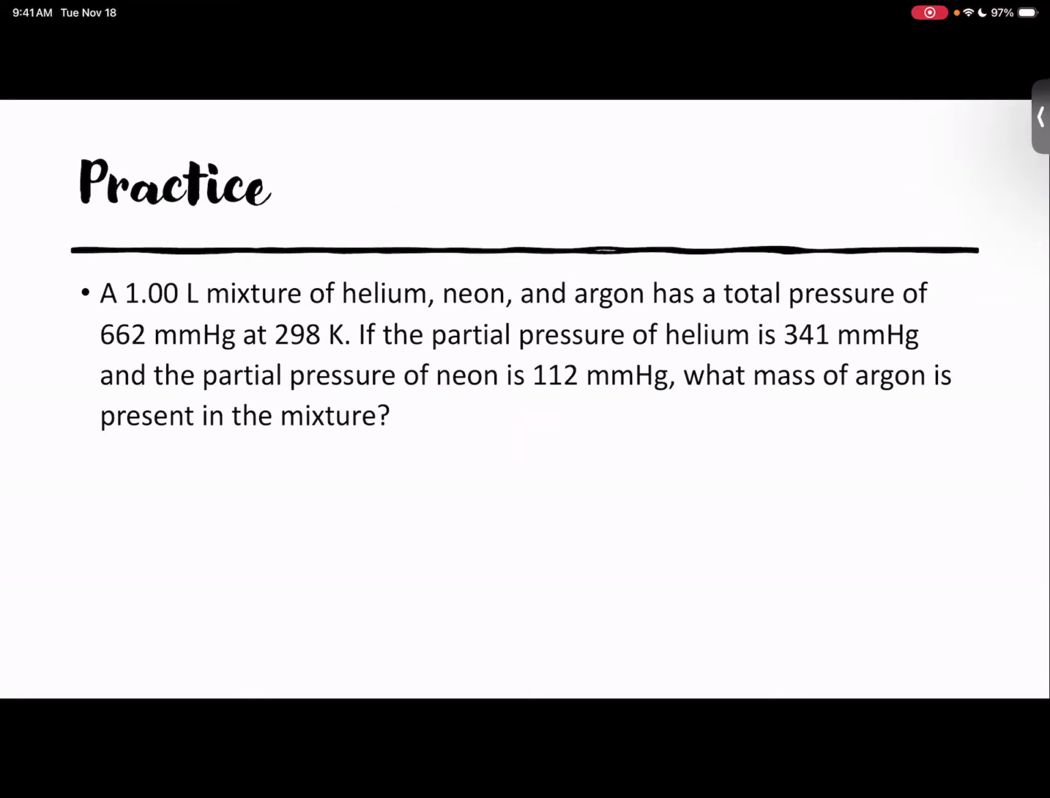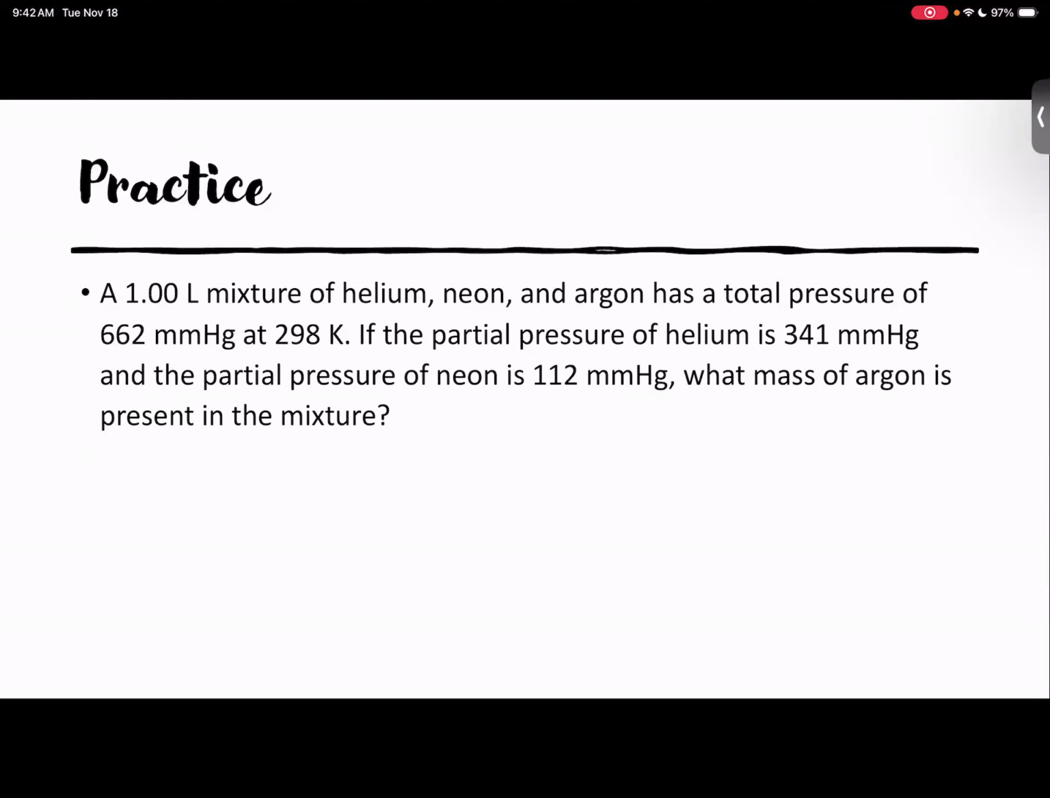So let's look at examples. A 1 liter mixture of helium, neon, and argon has a total pressure of 662 millimeters of mercury at 298 Kelvin. If the partial pressure of helium is 341 millimeters of mercury and the partial pressure of neon is 112 millimeters of mercury, what mass of argon is present in the mixture?